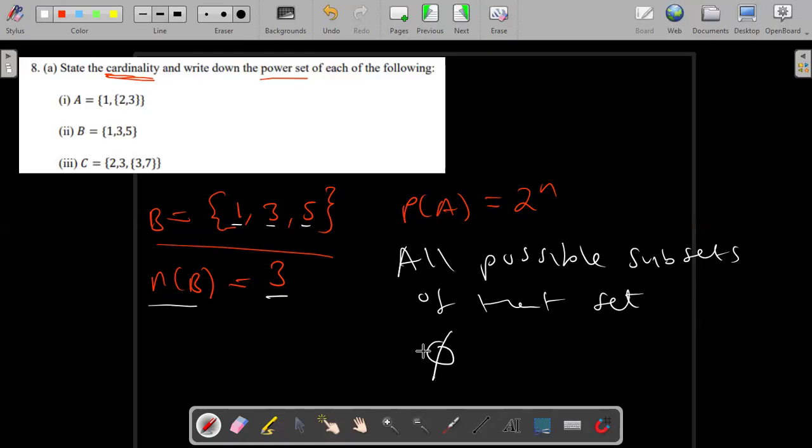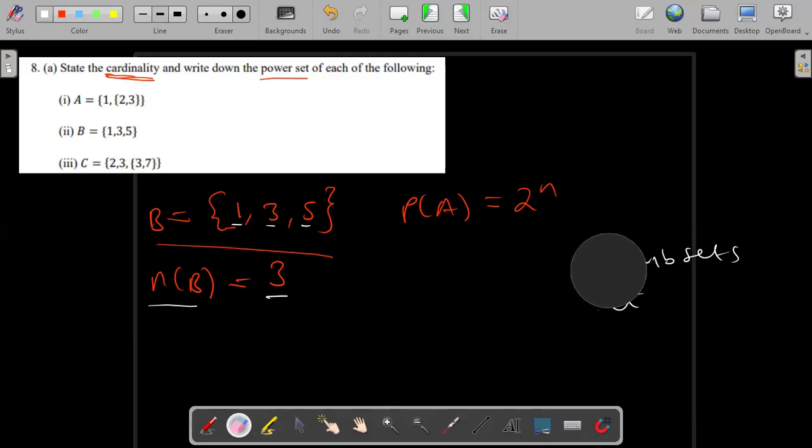And I said that the empty set is always a subset of every set. That is a rule, or a law, you must know. So the empty set is a subset of every set. So that is what a power set is. A power set just contains all possible subsets of that set, including the set itself and the empty set.